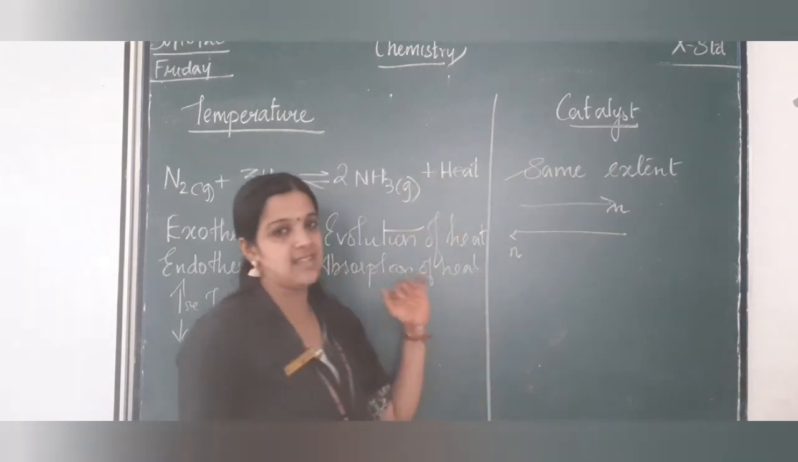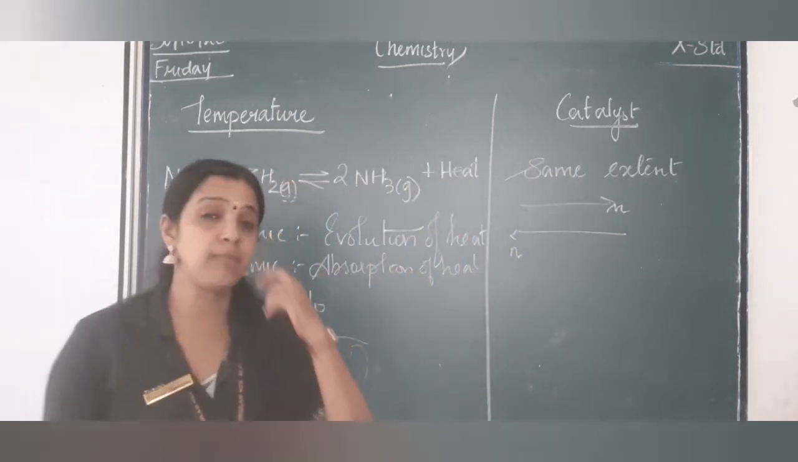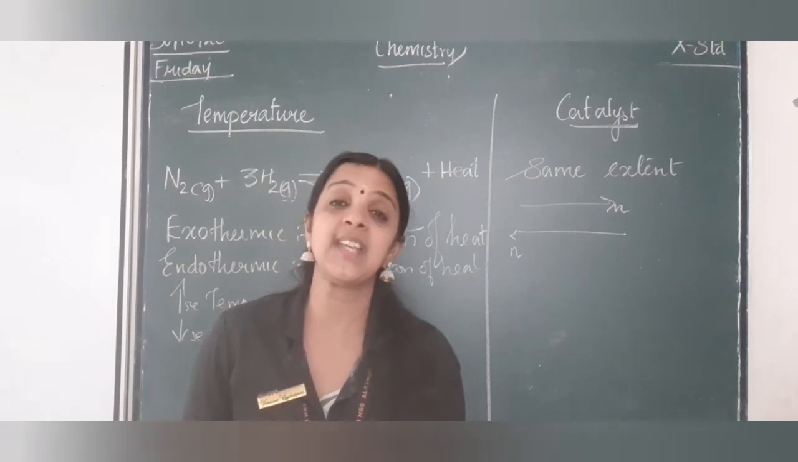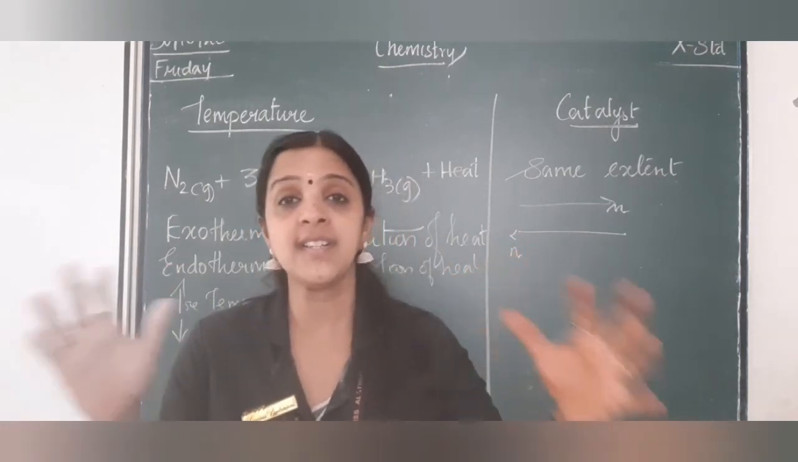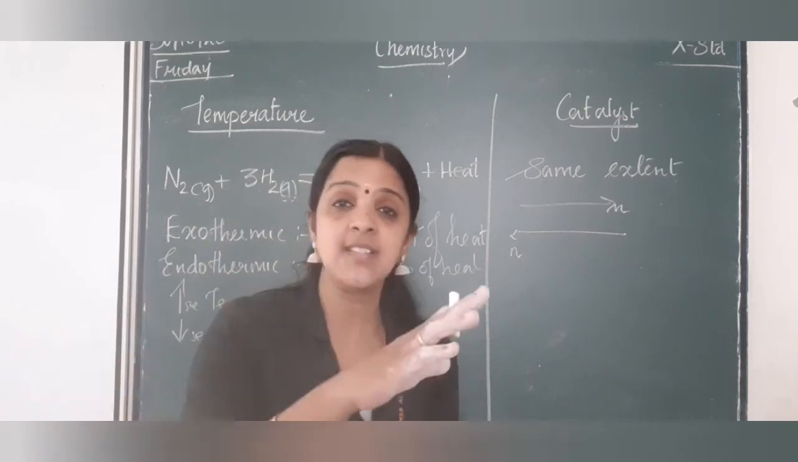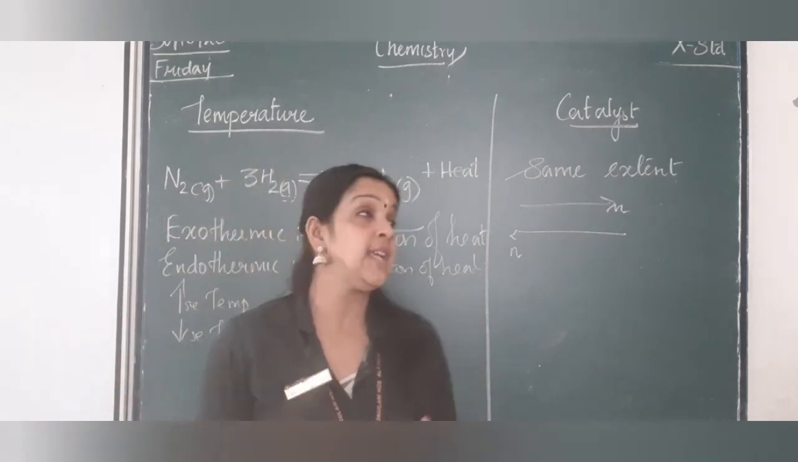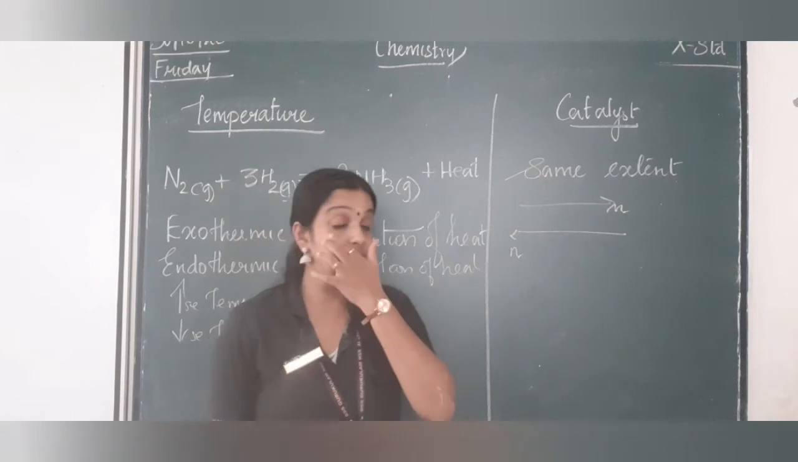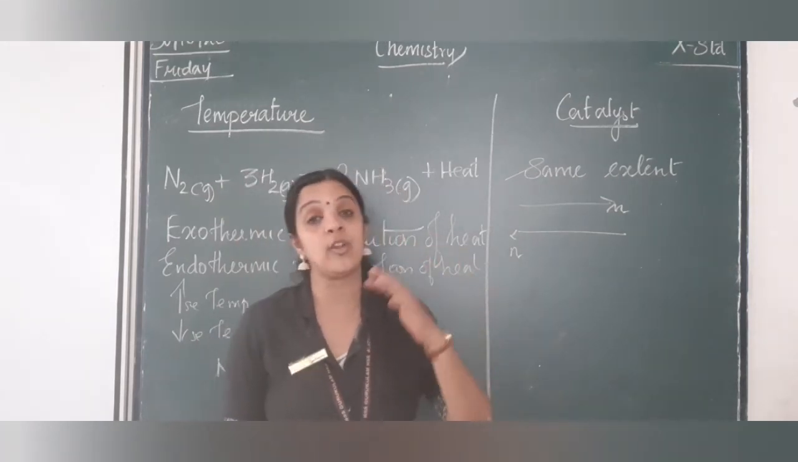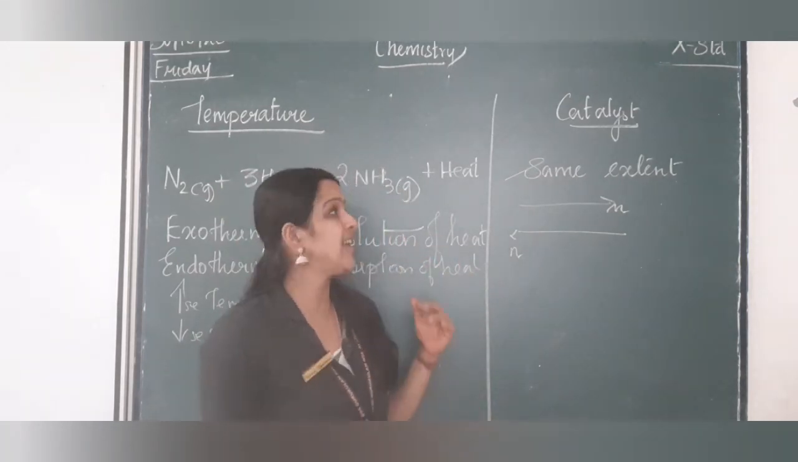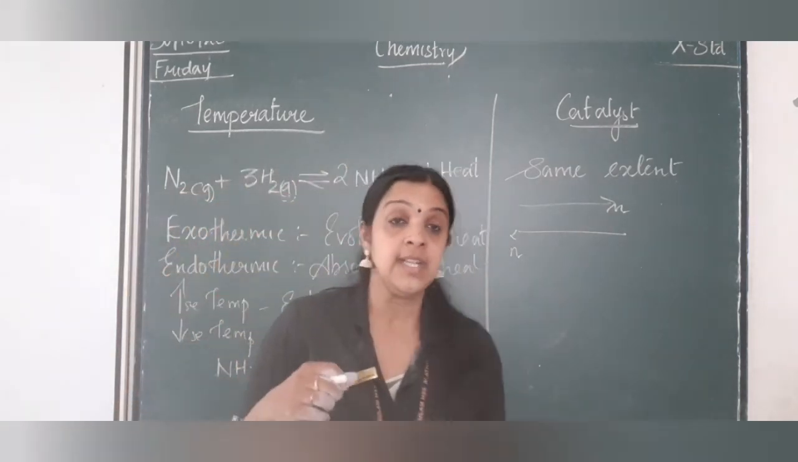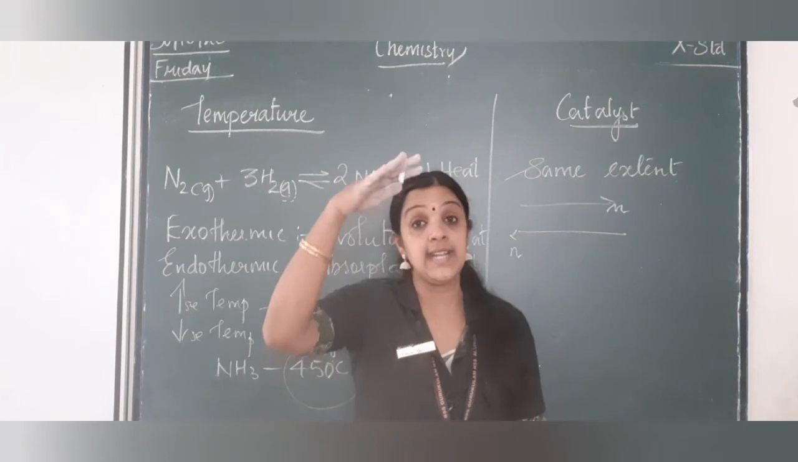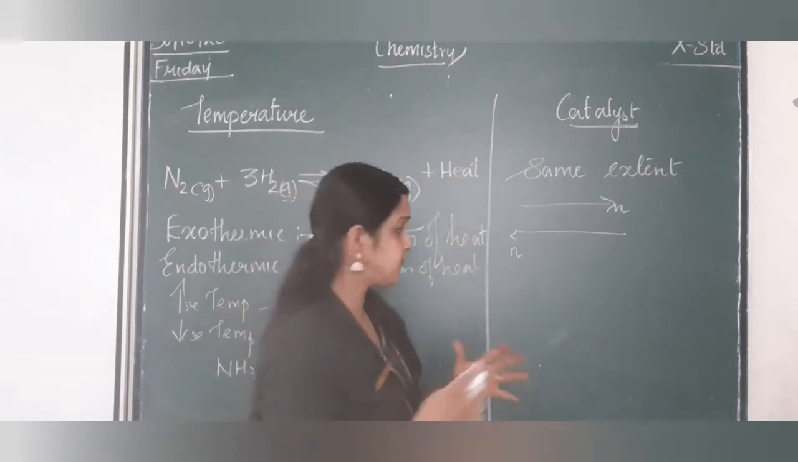Next is the catalyst. Catalysts play a very important role. In any normal reaction, to alter the rate of reaction, that is to increase or decrease it, we add a catalyst. A catalyst can be positive or negative. A positive catalyst increases the rate of reaction, and a negative catalyst decreases the rate of reaction.